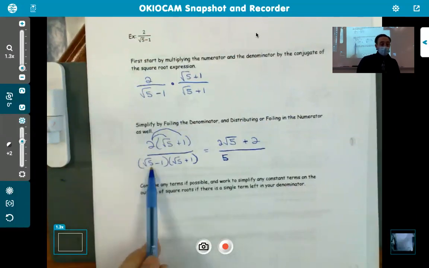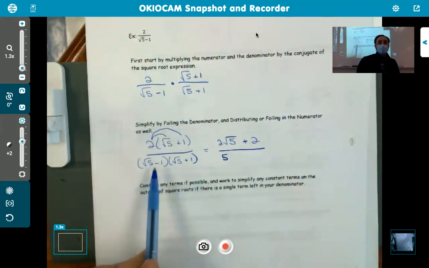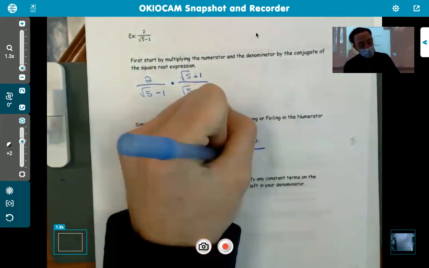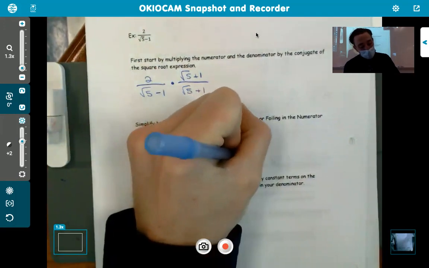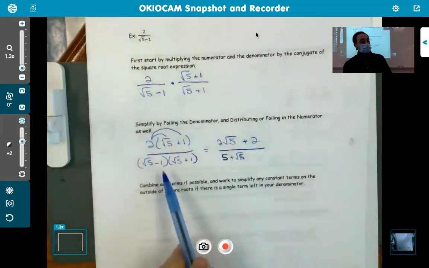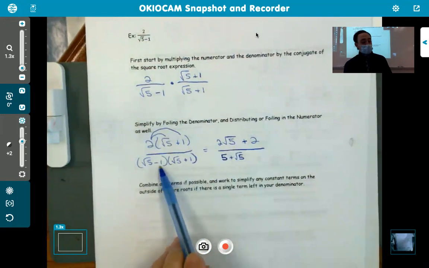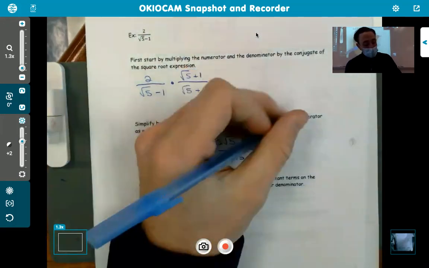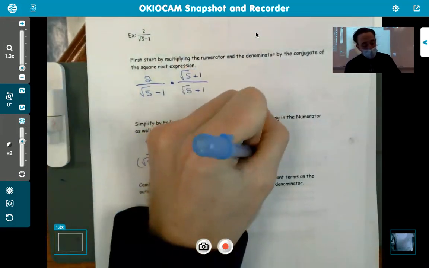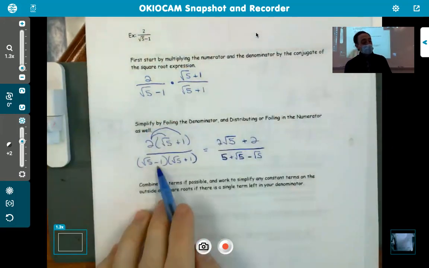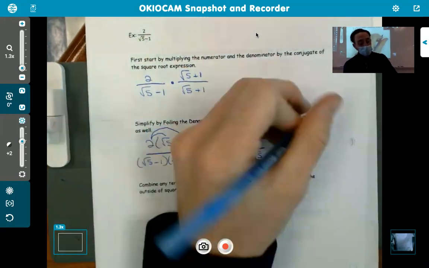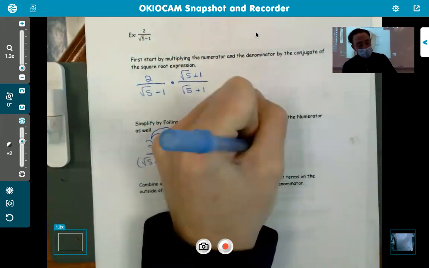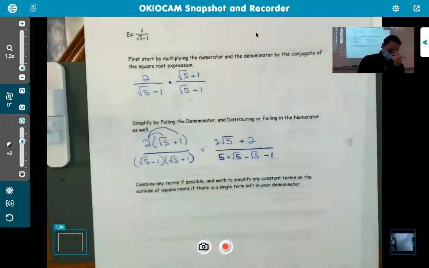Nice. So when I do my outer terms, square root of 5 times 1. Well, anything times 1 is just itself, right? So I have plus the square root of 5. Square root of 5 times negative 1 from the inner terms is going to give me negative square root of 5. And then negative 1 times positive 1 is going to give me negative 1. Are there any questions about how I found those values in my denominator?